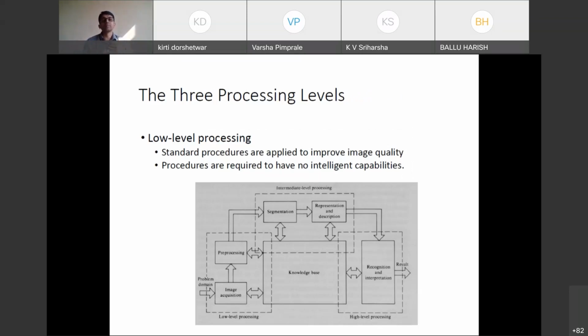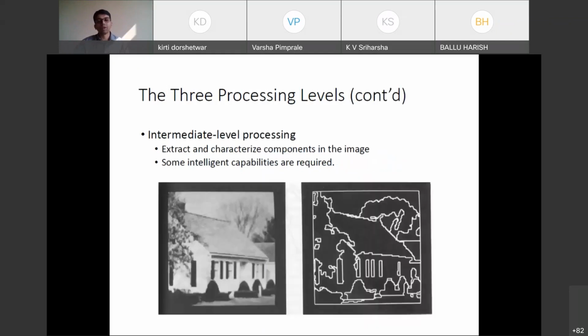So another example is three processing levels. There is low level processing, in which standard procedures are applied to improve the image quality. These procedures are not required to have intelligent capabilities, like my PhD topic, image quality assessment. That can be achieved purely on a statistics basis, but nowadays we have artificial intelligence and machine learning based algorithms which try to predict the quality, and the results are even better than purely statistical ones. So for low level processing, minimum or no intelligence is required for the algorithm.